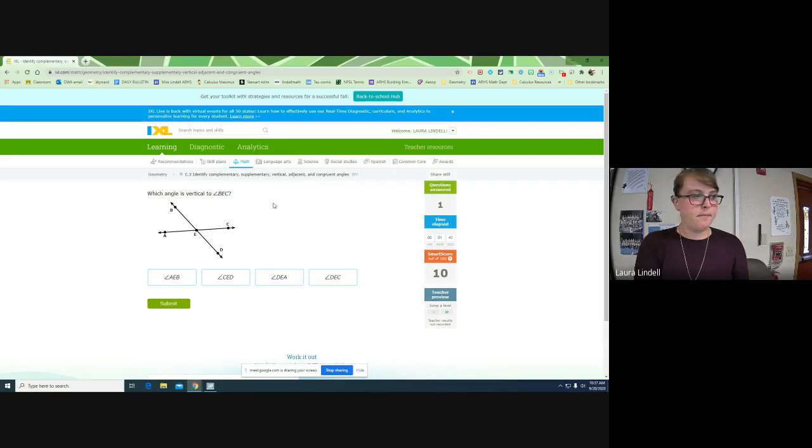Samia's got one of the ways of writing it, and Gavin's got the other way of writing it. Yeah, so BEC, this angle here. DEA or AED would be this angle over here. They're vertical, they are across from each other. And DEA is the one that shows up in our multiple choice list, so that's the one that we would pick.